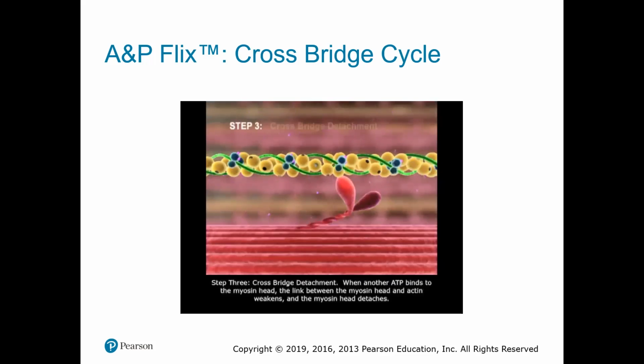Step 3, crossbridge detachment. When another ATP binds to the myosin head, the link between the myosin head and actin weakens, and the myosin head detaches. Step 4, reactivation of the myosin head. ATP is hydrolyzed to ADP and inorganic phosphate. The energy released during hydrolysis reactivates the myosin head, returning it to the cocked position.